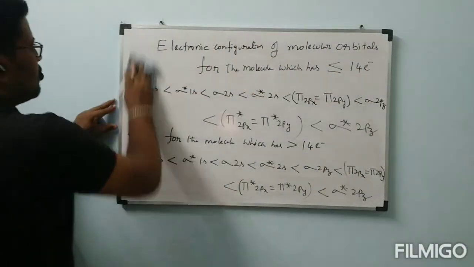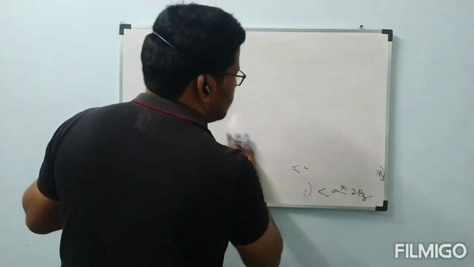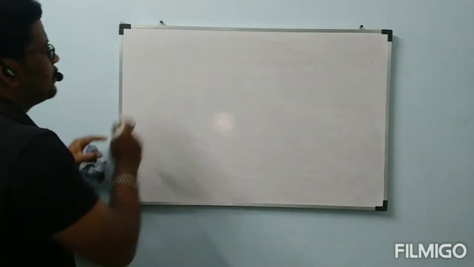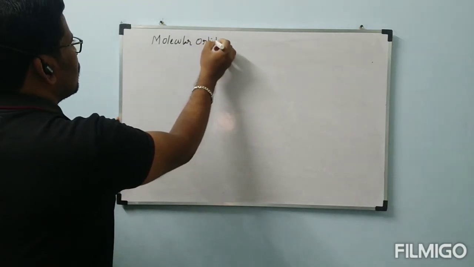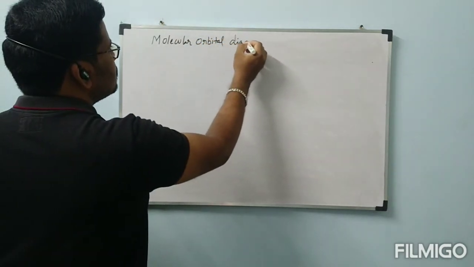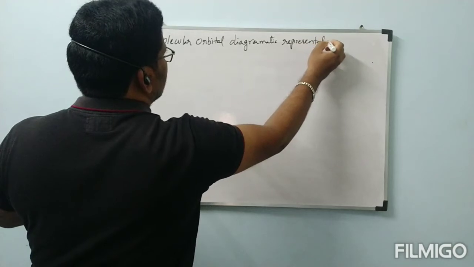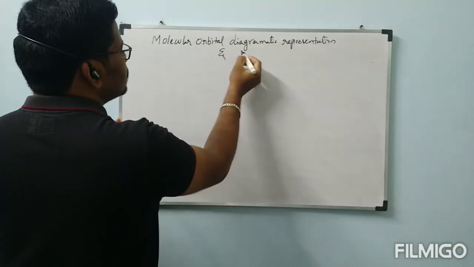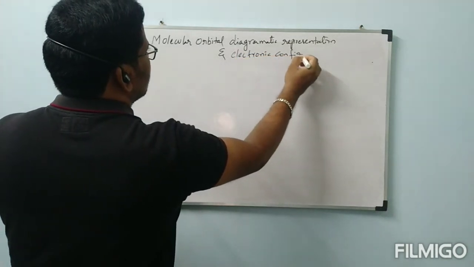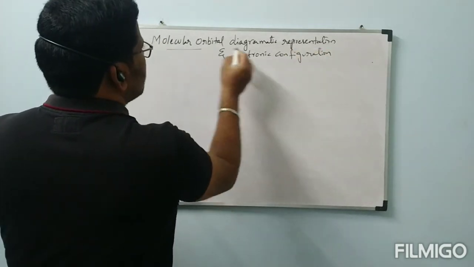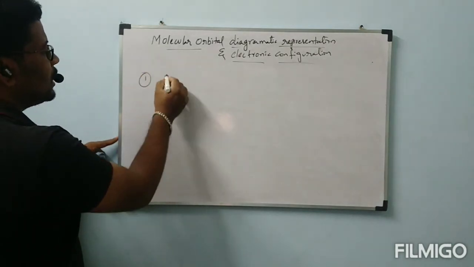Keep the side heading: molecular orbital diagrammatic representation and electronic configuration. Okay, first molecule, the H2 molecule.